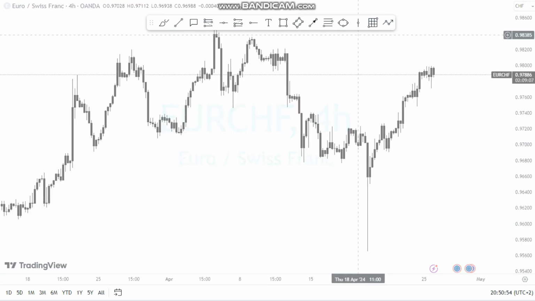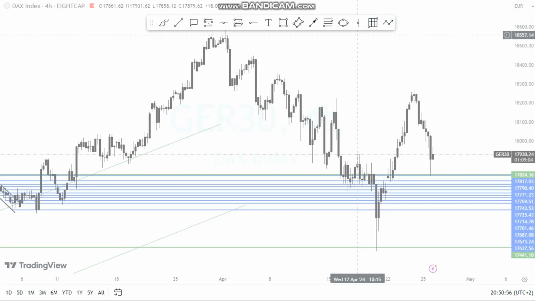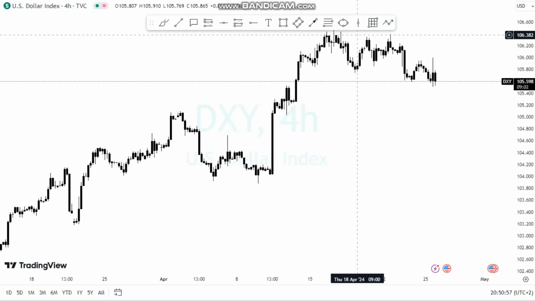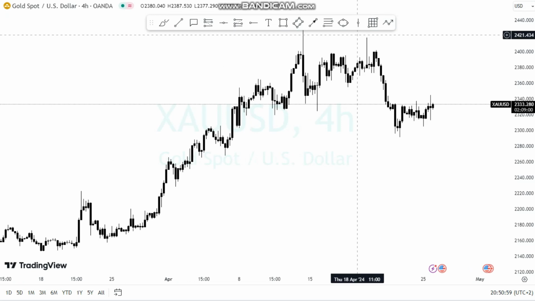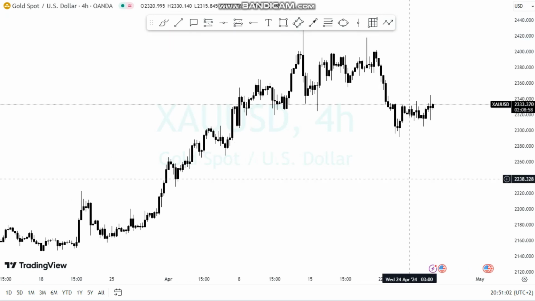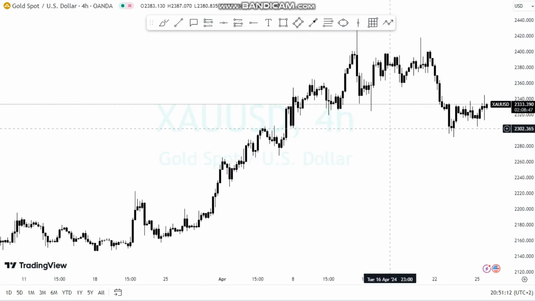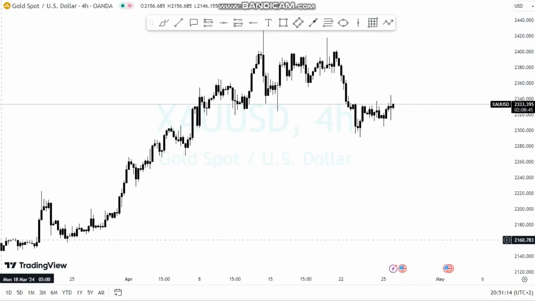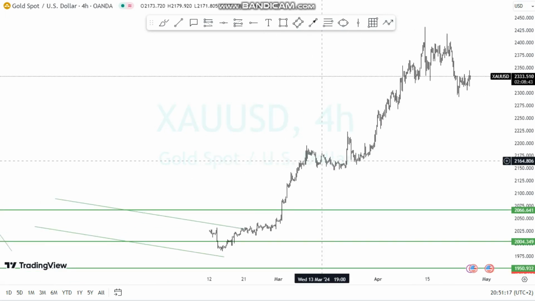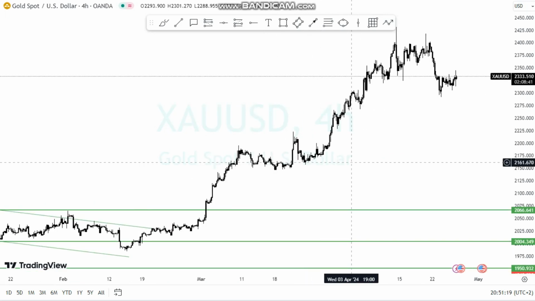See where my gold is. Gold. Let me just let the chart load and then you can get a clear view, because I know I have drawings here. Oh, it's already loaded.